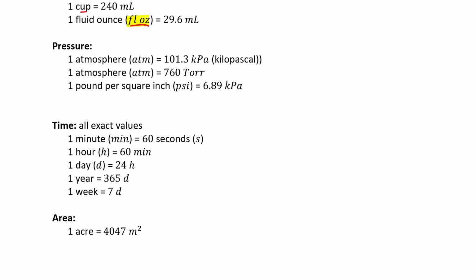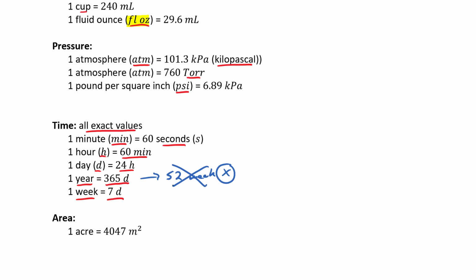In chemistry, you'll work with some other values. Atmospheres, kilopascals, torrs, psi. In time, notice these are all exact values. 1 minute is exactly 60 seconds. 1 hour is 60 minutes. 1 day is 24 hours. 1 year is 365 days. And 1 week is 7 days. For some reason, students, when they're working with a year, they think this is going to be 52 weeks. It's actually incorrect. If you actually look at a calendar, there's not 52 weeks in a year. There's about 52 weeks. So we don't use 52 weeks in a year.